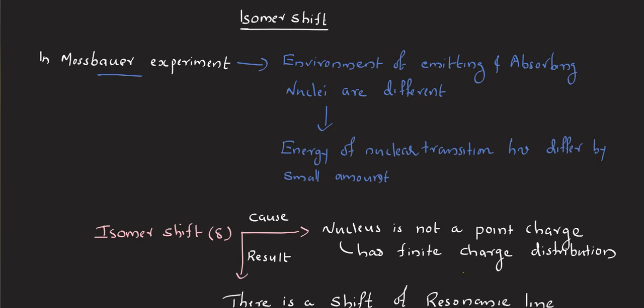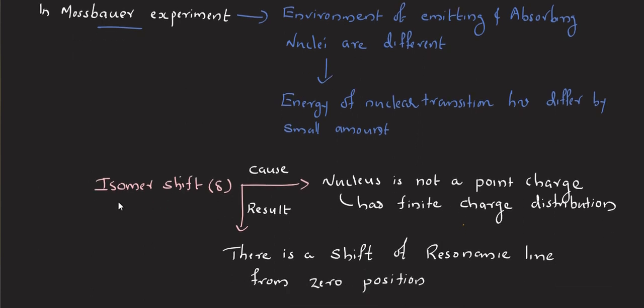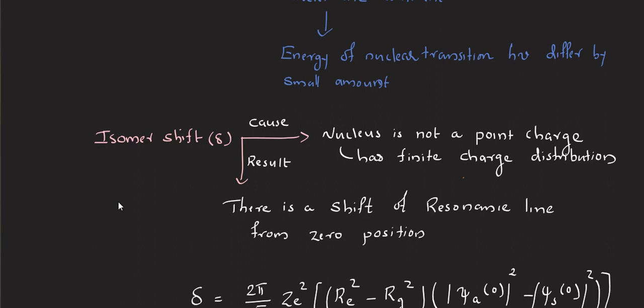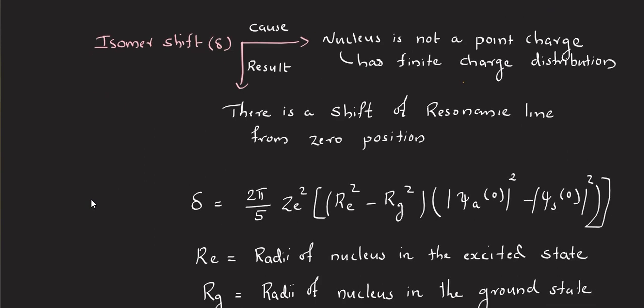Now, what is the result of that isomer shift? The result is that there is a shift in the resonance line from the 0 position. Due to isomer shift, there is a shift of the resonance line from the 0 position. It is also called the chemical shift in Mossbauer spectroscopy. Since it is a shift, we can express it. How can you express the isomer shift?